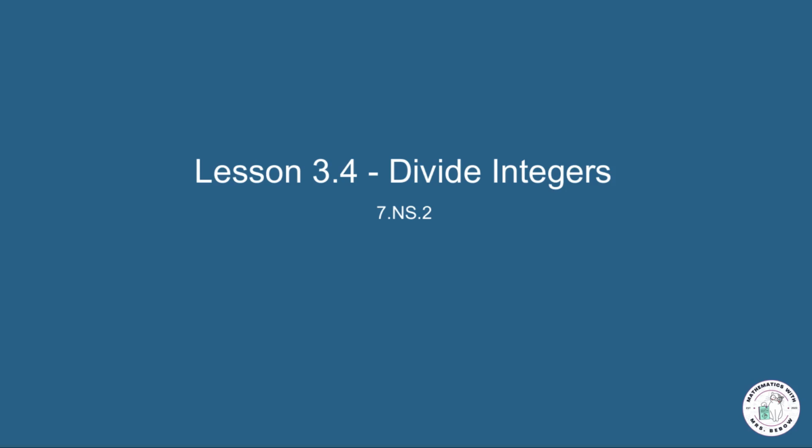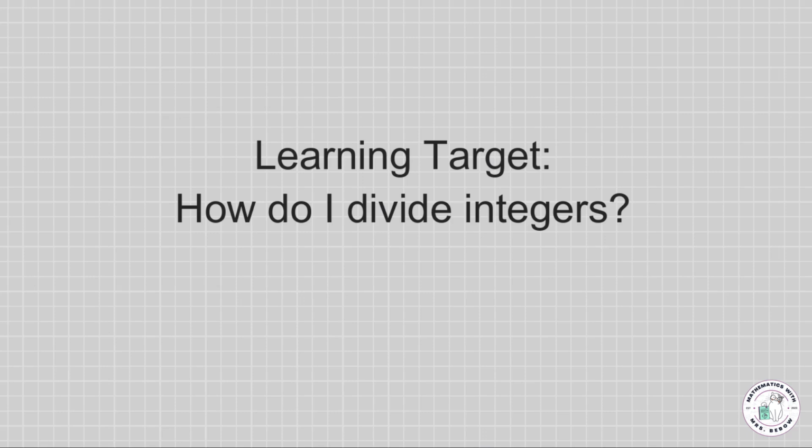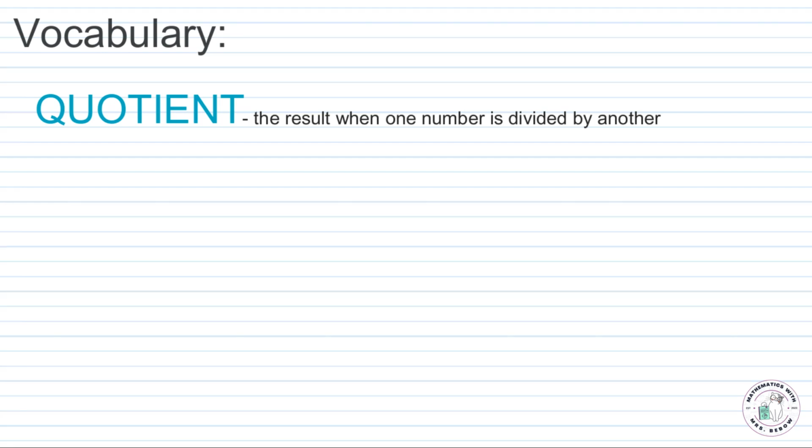In this video, we're going to take a look at dividing integers. Our main goal for this lesson: how do I divide integers? To remind ourselves of some important vocabulary, we have the word quotient. The result when one number is divided by another is called the quotient. Essentially, it's the answer to a division problem. So just keep that in mind. If a problem asks you to find the quotient, they want you to find the answer to that division question.